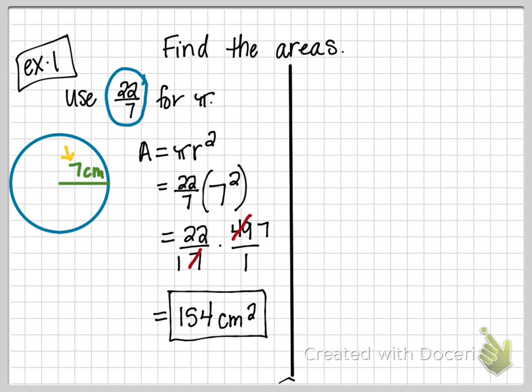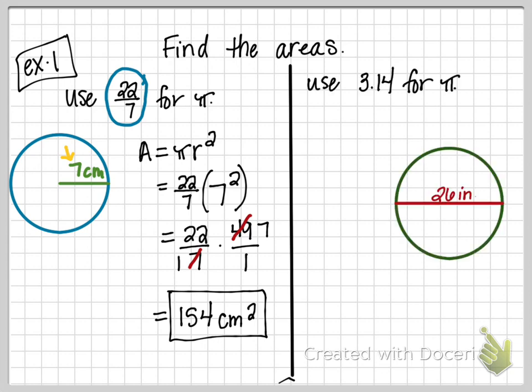But if you don't use 22 over 7, you can use 3.14. You just have to be really careful about the rounding. So if you're using 3.14, a lot of times you're going to be asked to round to the nearest whatever, hundredth or tenth or whole number. Just read carefully and make sure you're rounding correctly. All right, let's look at this one. It says use 3.14 for pi.